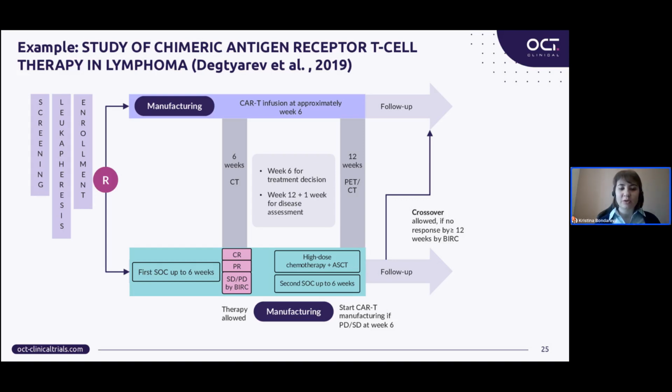Such a variety of possible patients' journeys presents certain challenges to identify the adequate research question and define the treatment effect of interest for a randomized controlled trial comparing these two treatment options.